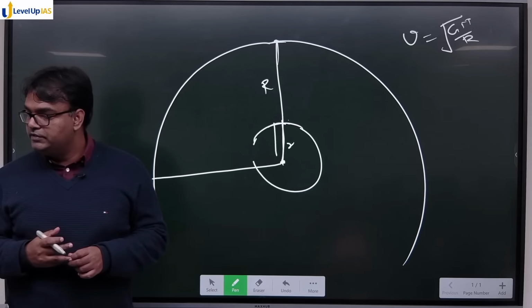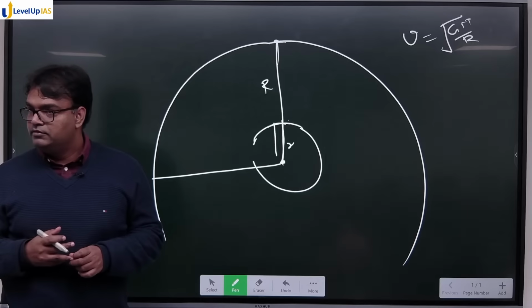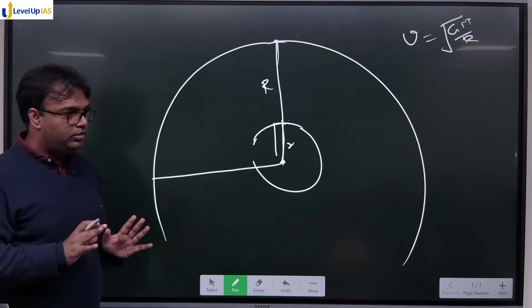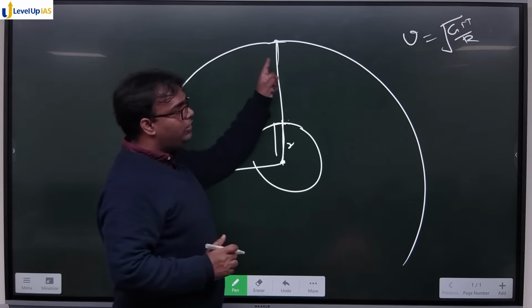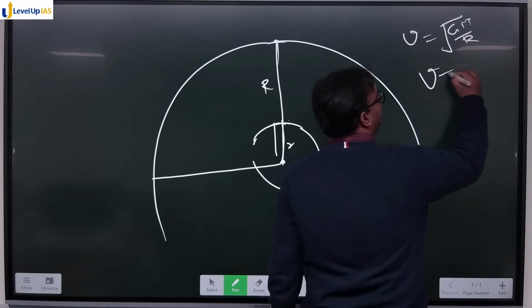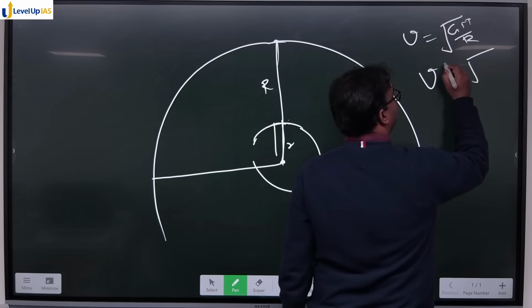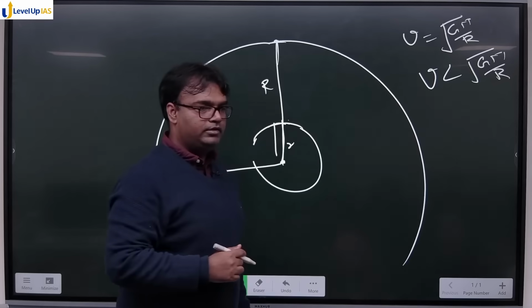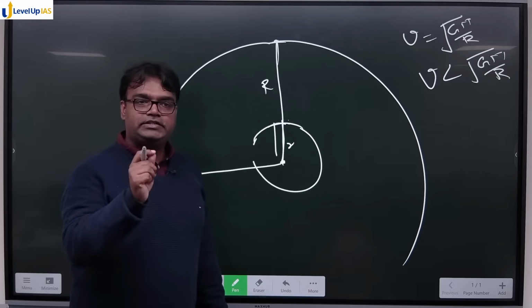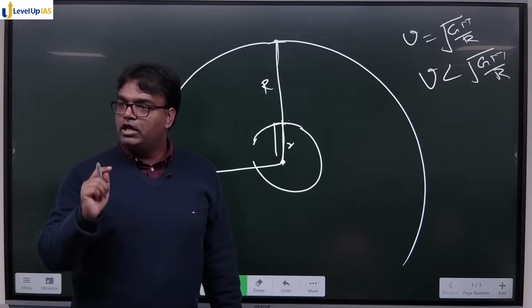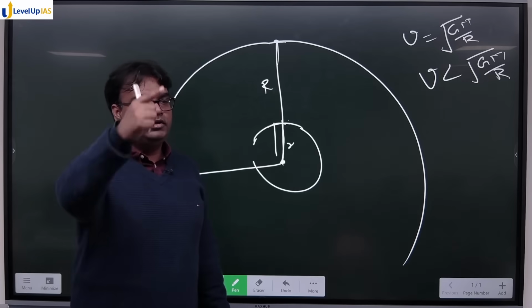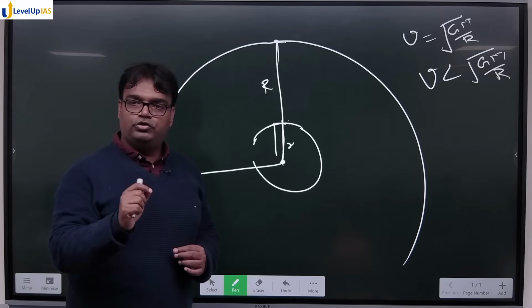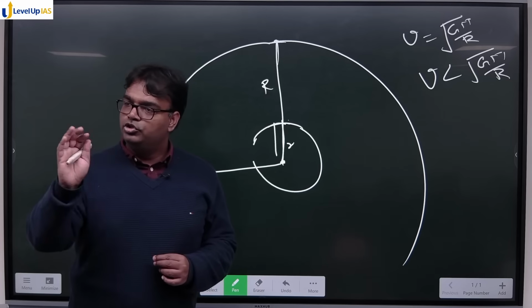Did we understand this? Sure? So, if we are launching at velocity less than under root GM by R, what happens? Orbit hoga hi nahi. If we are launching at velocity exactly equal to under root GM by R, what happens? It orbits in a circular path where the radius remains R throughout. Velocity remains under root GM by R throughout.